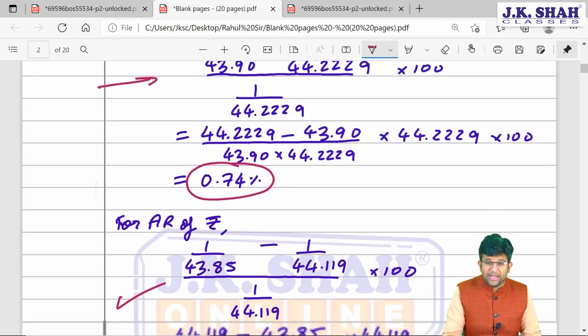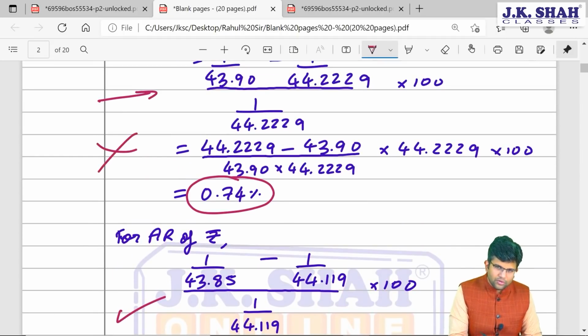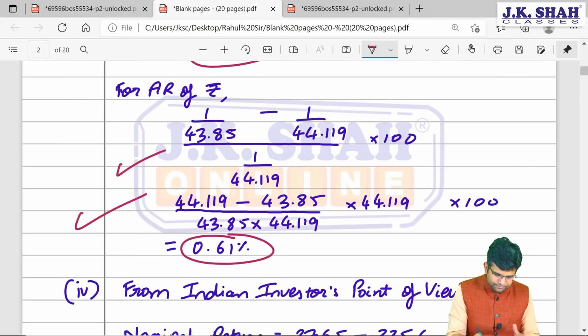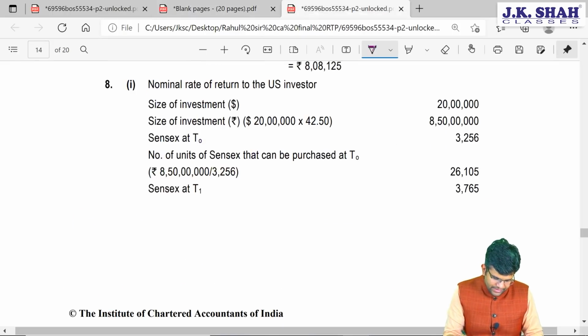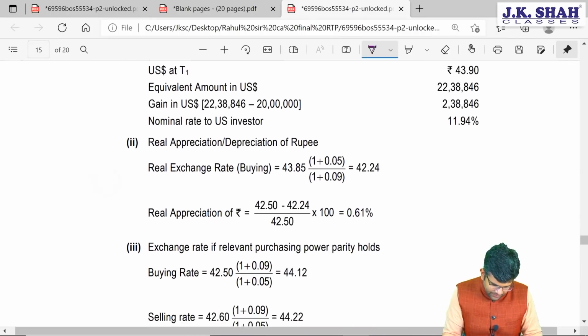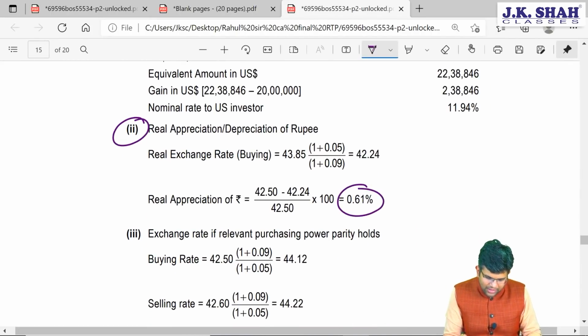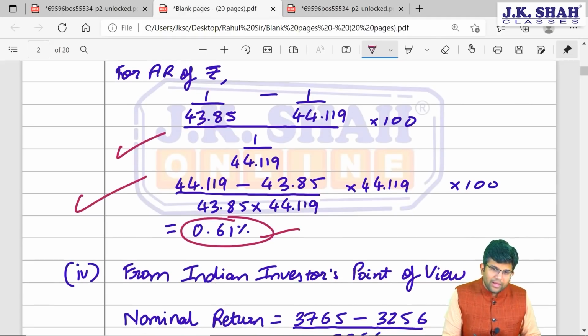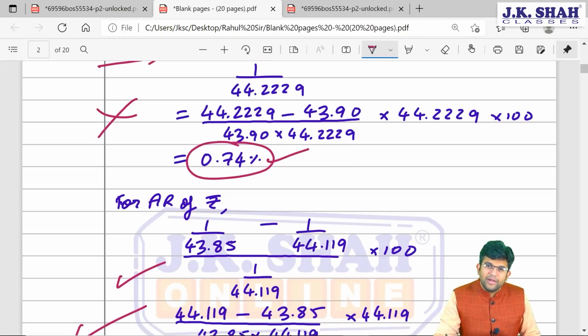Now children, if you see ICAI's solution for the same, they have not done this. They have only done for this part, the ask rate of rupee. In that also their solution is slightly different, but the answer is of course telling. Can I show it to you? See, this is your question number 8. Now if you see point number 2, they have only calculated one part, that is 0.61, which we have also received, correct? Their methodology is slightly different. This part they have completely ignored.